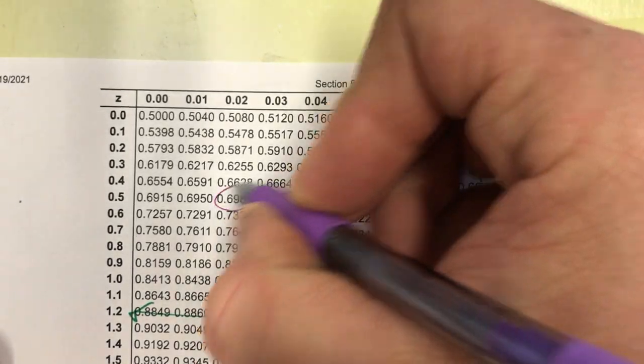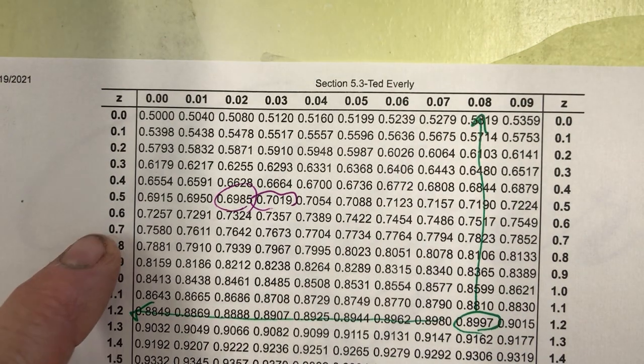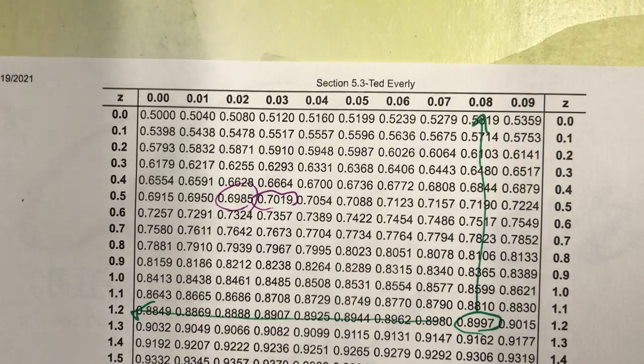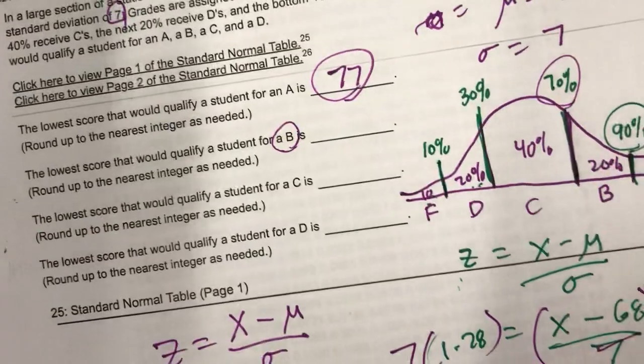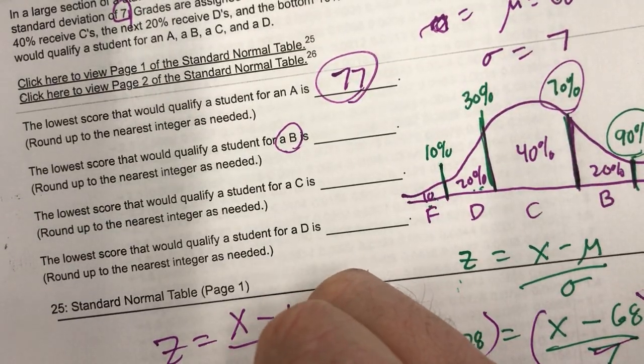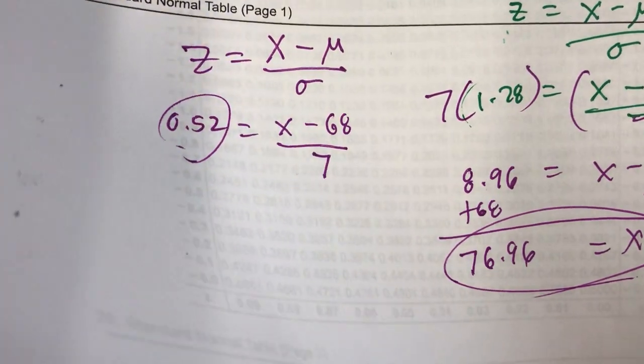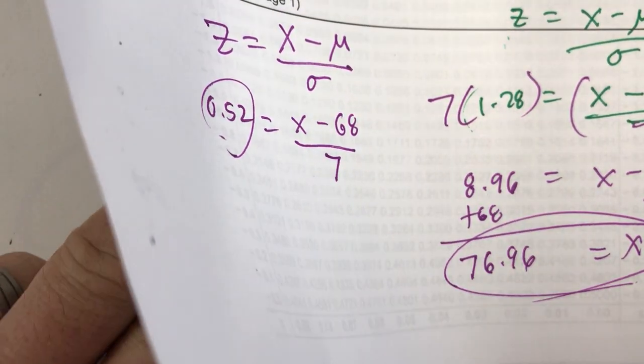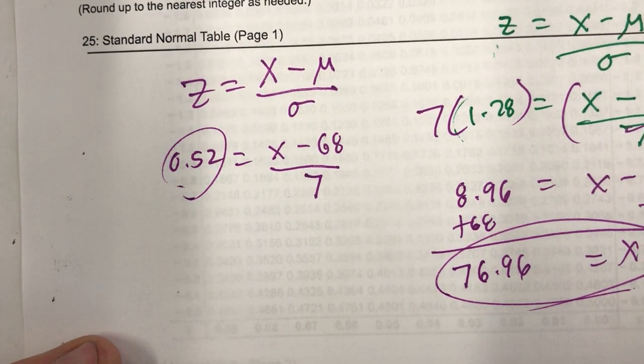0.70 right here between these two. 0.52. So there it is. Put 0.52 in there. Okay, so now I solve it.